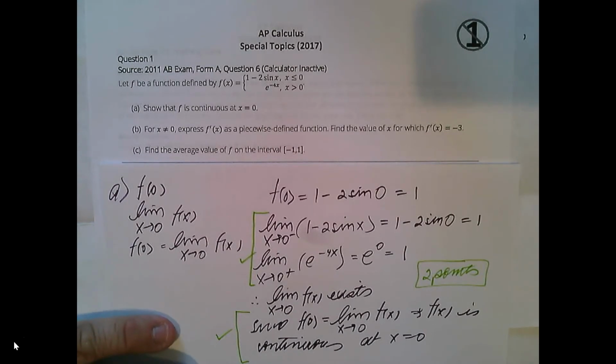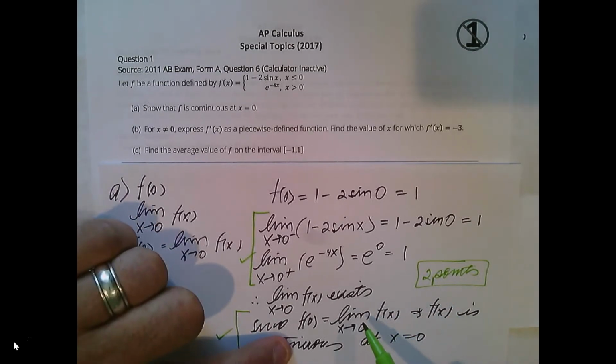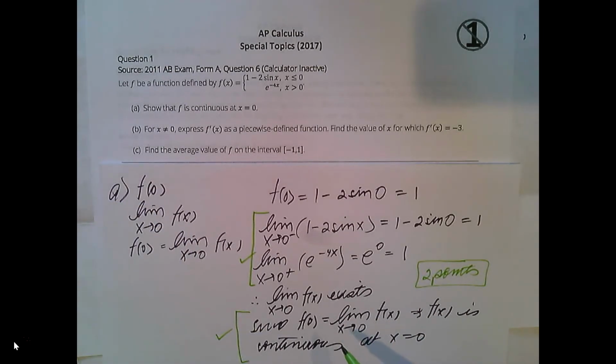I would expect most students are going to earn almost all the points here. You've got to be careful though, because a big mistake students make is they'll say, since f of 0 equals the limit as x approaches 0, f is continuous, and that's too strong of a statement. You've only shown continuity at x equals 0, so you want to be careful there. All right, enough of that. Let's move on to part B.